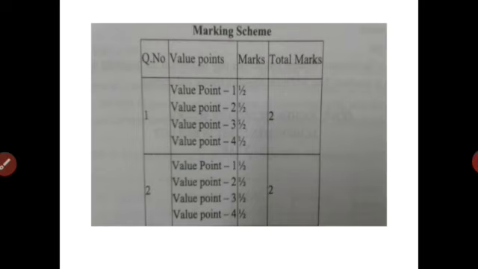Here is the format of a marking scheme. In the case of a marking scheme, the teacher has to list out the value points to be credited and fix up the marks to be given to each value point. Here we can see in the first question, the total marks is 2 and there are 4 value points of half mark each. In this way, scoring key and marking schemes are prepared.